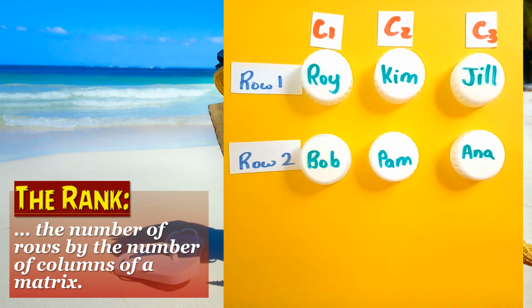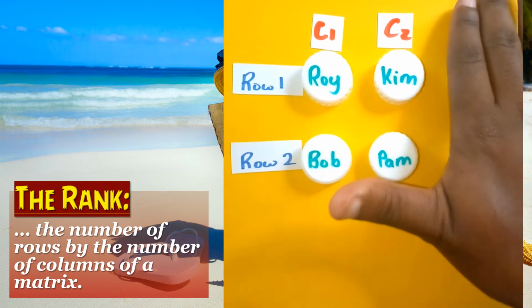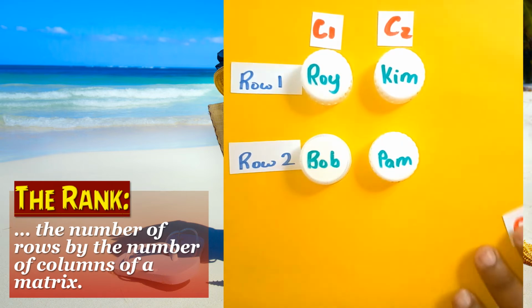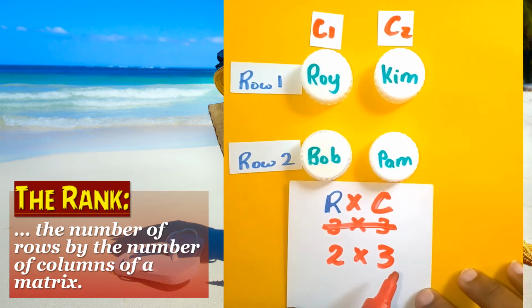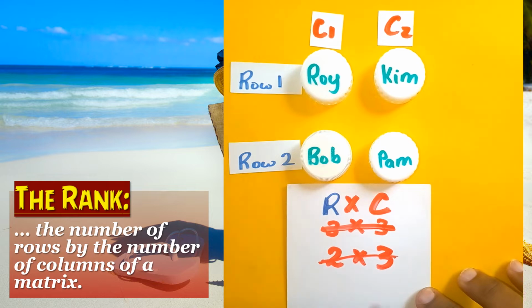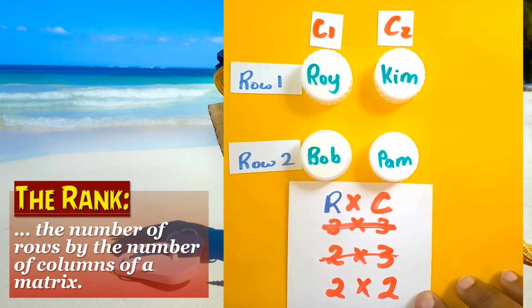Let's say that I'm going to remove this column. What will be the order, the dimension, the rank, or the size of this matrix? Number of rows by number of columns. So it's no longer 2 by 3, but 2 rows by 2 columns. So it's a 2 by 2 matrix.